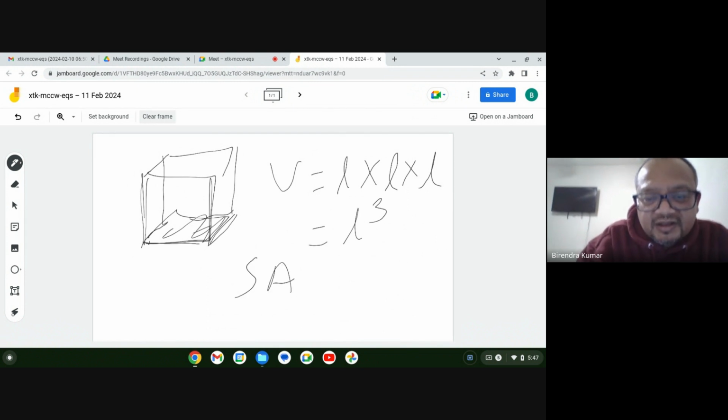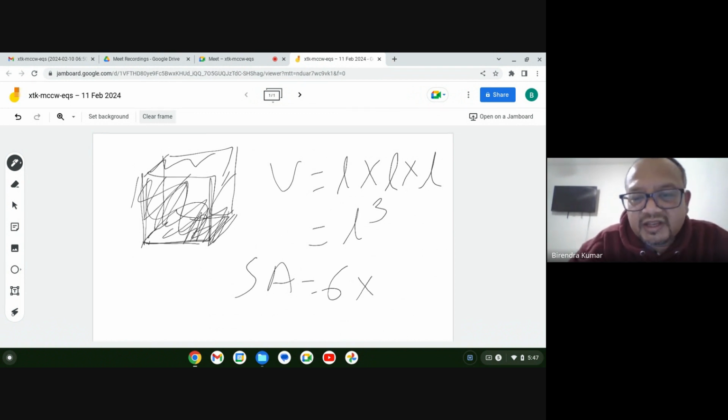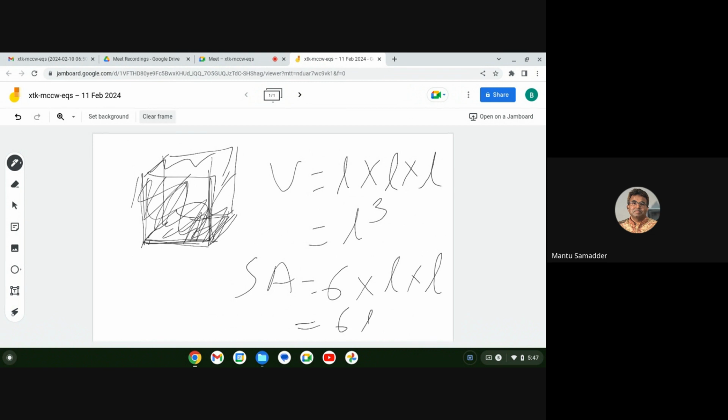Surface area, you will recall this like a dice which has 6 sides. All the sides are same in area because all are square. So 6 times area of one side. Area is length times width. Here length and width are the same, so length times width is length square. So 6 times length square.